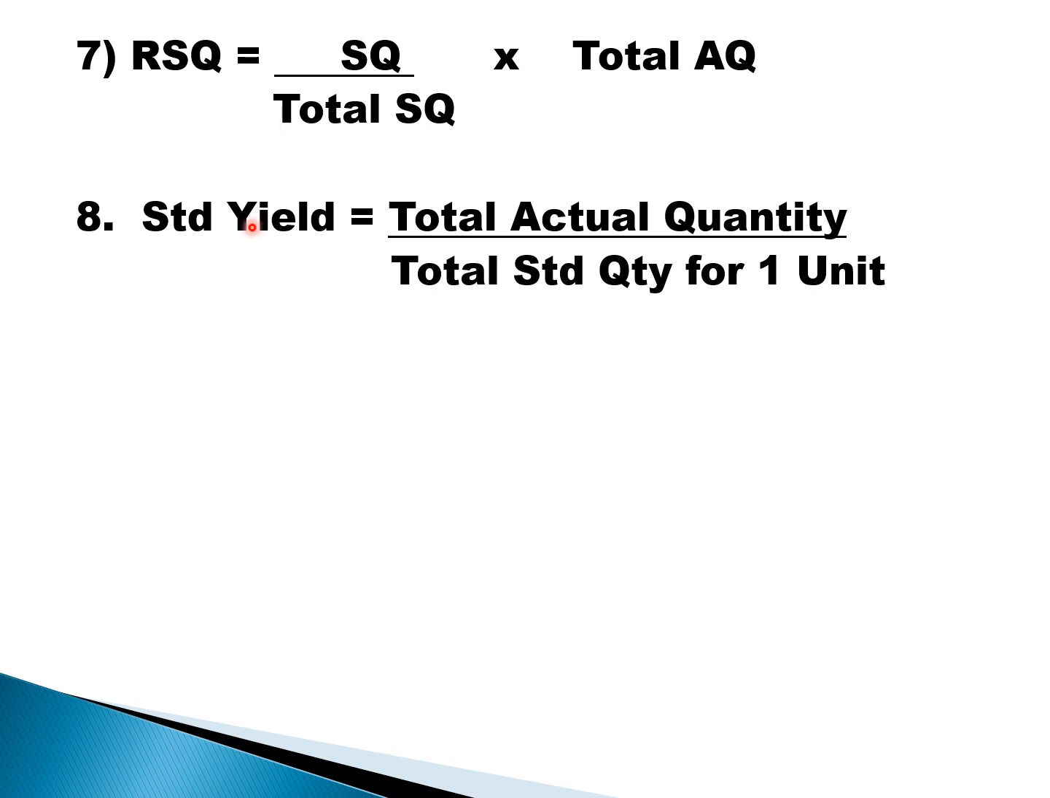Next students, the standard yield formula. Total actual quantity divided by total standard quantity for 1 unit. So this is important only to find out the yield variance. That is the 5th one, yield variance. To find it, you require this formula.